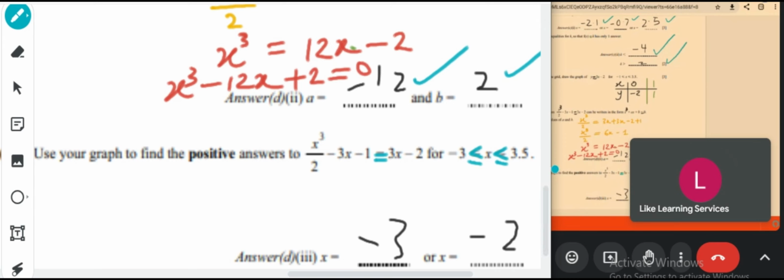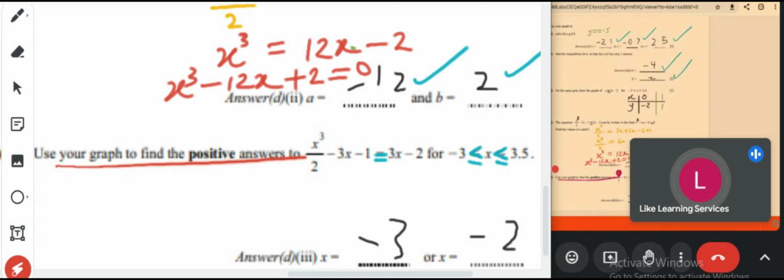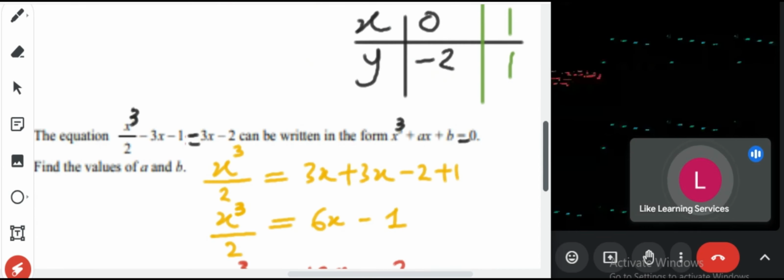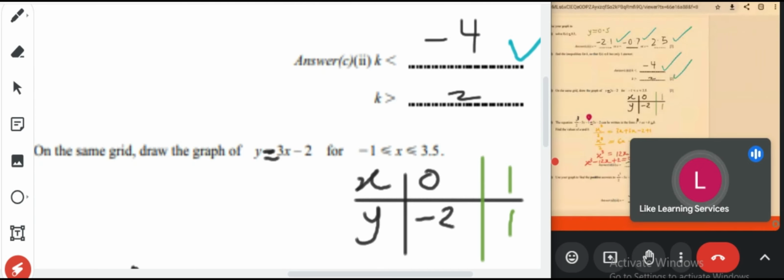What I did here was this. My answer was x cubed minus 12x. So I substituted within that, did it that way, and then I picked out those that were possible. Why are you making things difficult for yourself? You can see they said use your graph. The reason for asking you to plot another graph is so that you can find where the two intersect.